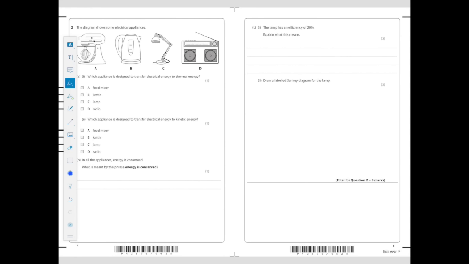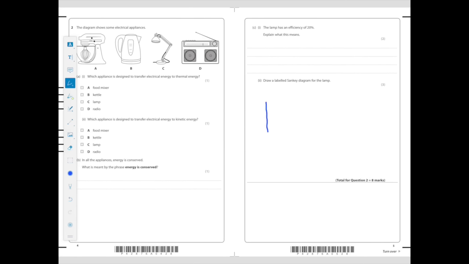In all appliances, energy is conserved. What is meant by the phrase energy is conserved? And that is that energy cannot be created or destroyed. It is simply converted from one form into another. The lamp has an efficiency of 20%. Explain what this means. And that means that 20% of the energy input has been transferred usefully. So in the case of a food mixer, 20% of the electrical energy in will have been converted to kinetic energy. Or you could have argued that 80% of the energy input has been wasted. Draw a labeled Sankey diagram for the lamp.